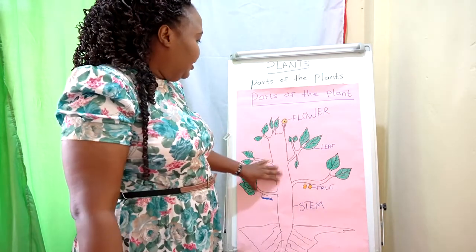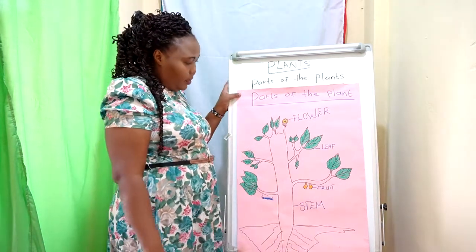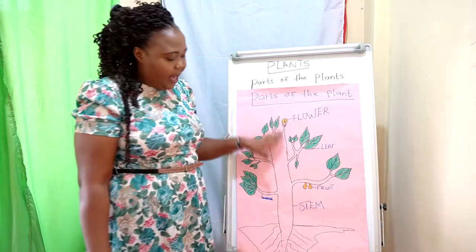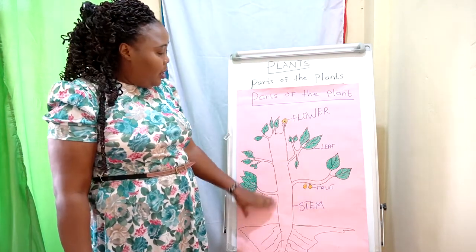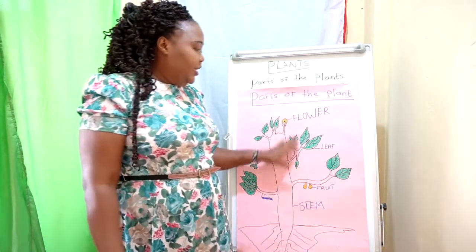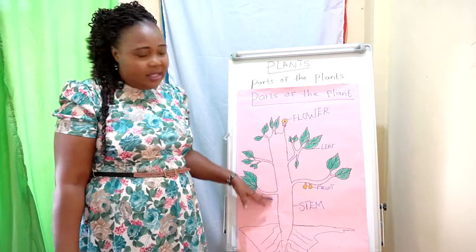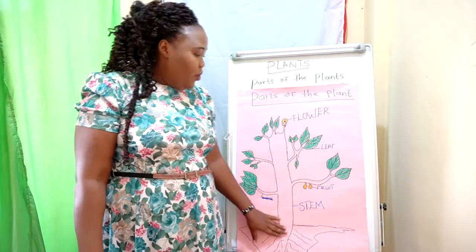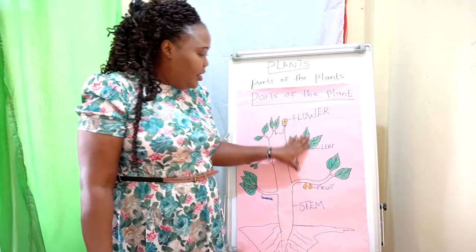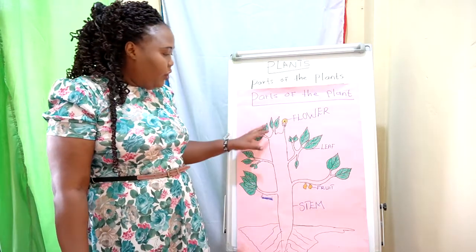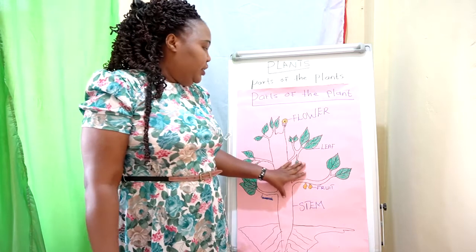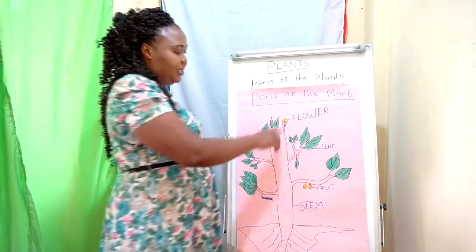Look at this plant. Look at the chart. We have a plant here. When you look at this plant, you see it has different parts. We are going to see the parts, and we are going to learn more about them. We are starting with this part here.